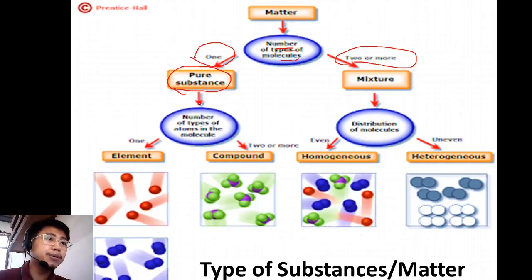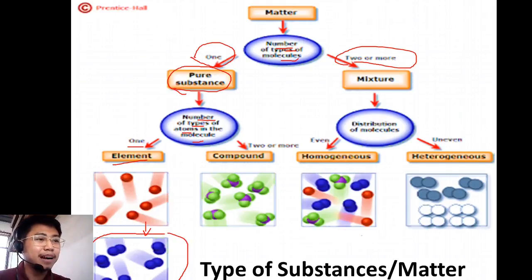Under pure substance, we have two again. It is categorized by the number of types of atoms in the molecules. If it only carries one type of element or one type of atom, therefore it's an element. Okay, but as you can see at the bottom part, we have another box, right?